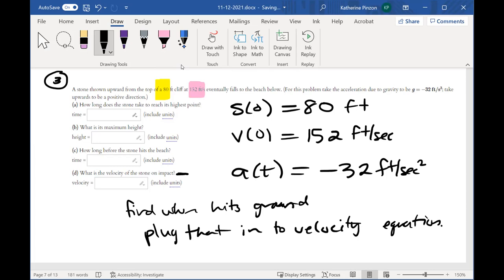So A, B, and C, you all solve with the position function. A and B is the vertex of the position. C is the x-intercept, or when it hits the ground. D, once you know when it hits the ground, you can plug that into your velocity equation.